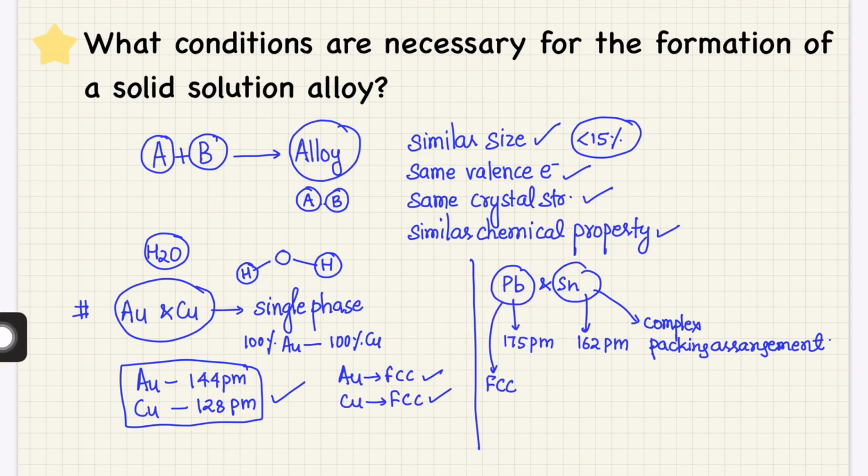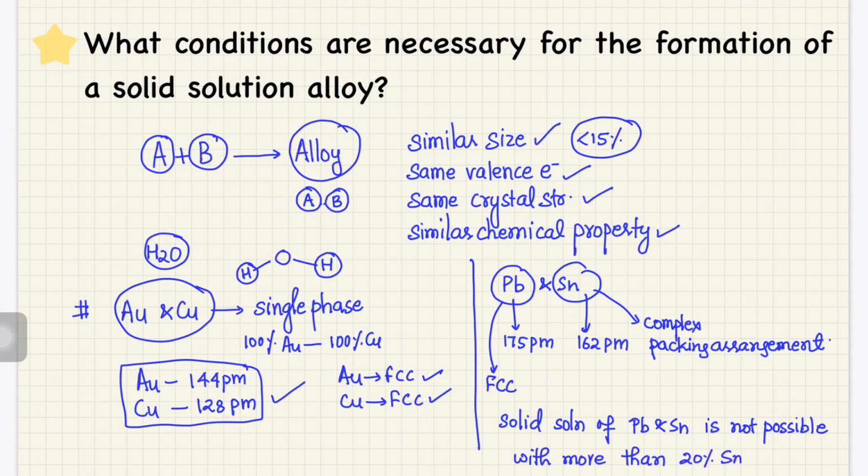So a solid solution of lead and tin is not possible with more than 20% tin. It is only possible for less than 20% tin. So it is clear that here the solubility is not good. The reason being, they have different crystal structures, so they are not following the Hume-Rothery conditions. Okay. Now, let's see the next question.